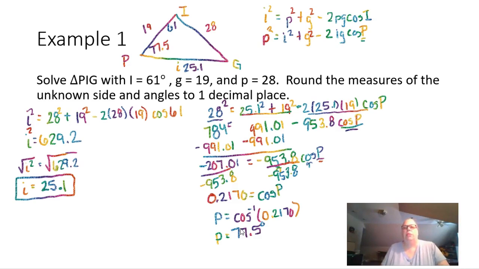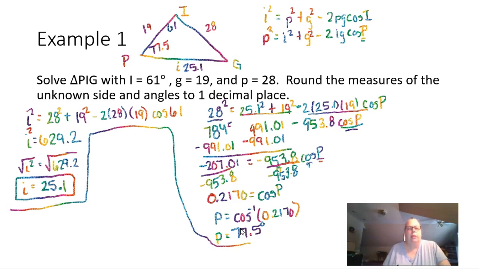All right, all that's left to do is to get angle G right here. And I already know angle I and angle P. So I'm going to use what I know about triangles and the fact that all the angles add up to 180 degrees. And I'm going to find angle G by subtracting away angle P and angle I.